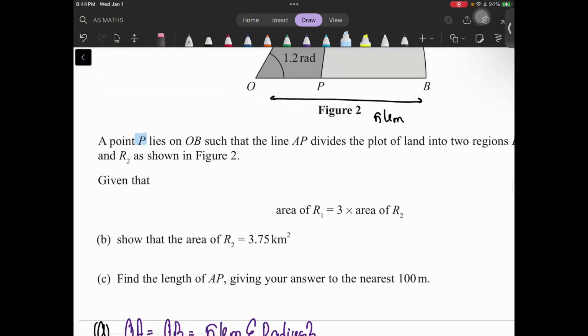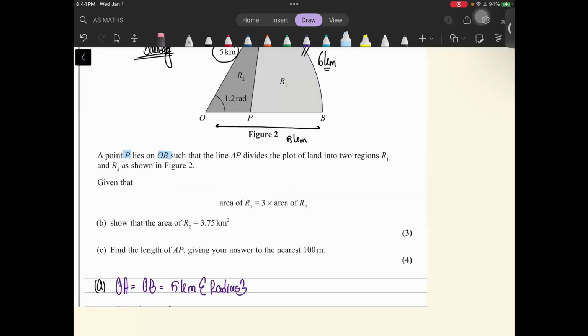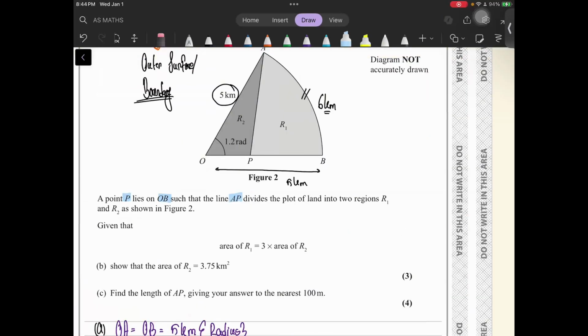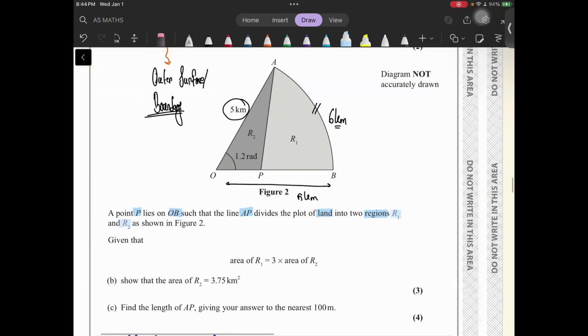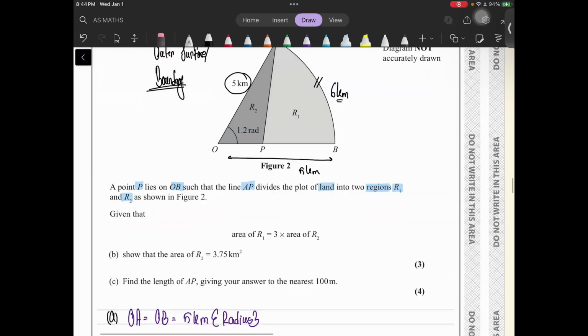The point P lies on OB such that the line AP divides the plot of land into two regions, R1 and R2. So this line AP divides this plot of land into two regions, R1 and R2. Right, understood? They have also given a ratio.